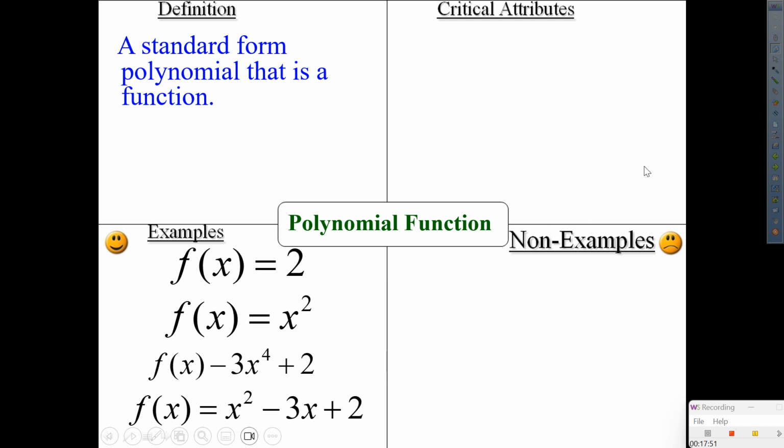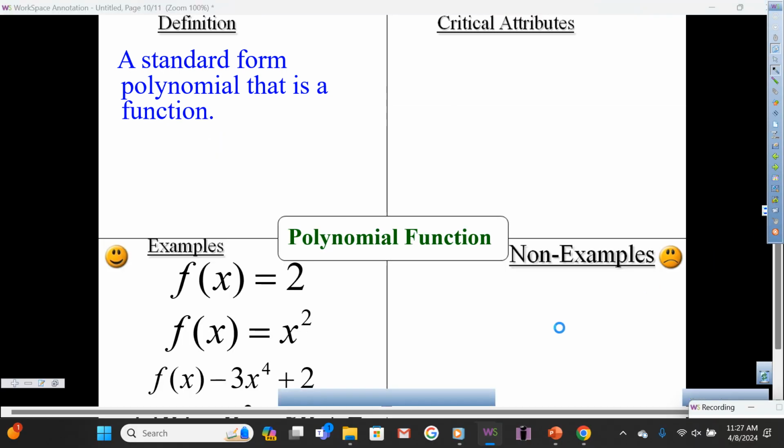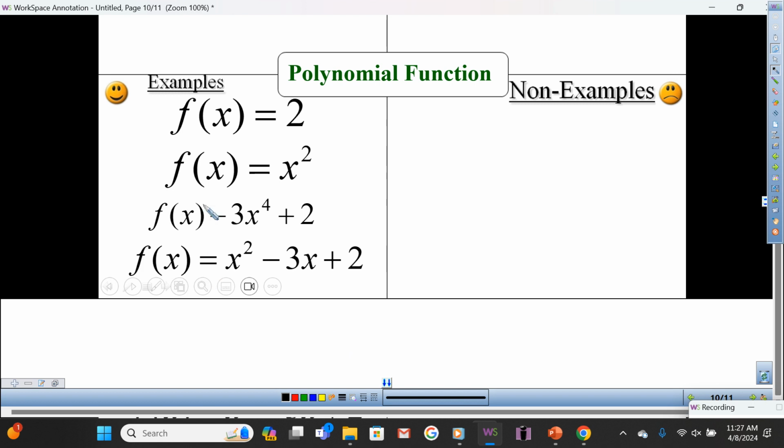Write those down, please. As you're writing those down, if you notice this one, I forgot to put the equal sign right there. There it is. Equals negative 3x to the fourth. All right. So those are polynomial functions, and they continue building, right?